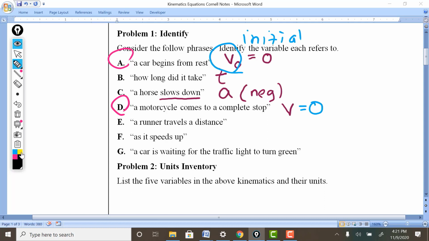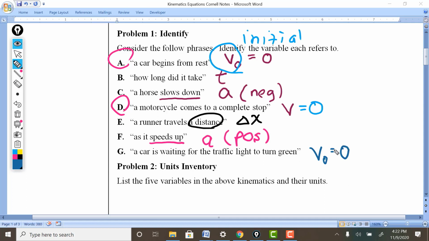E: A runner travels a distance. This would be delta x. F: As it speeds up, we have again the opposite of C. Speeding up is a classic phrase for acceleration, and in this case, it's positive acceleration. G: A car is waiting for the traffic light to turn green. That means it's at rest, and that's its initial velocity, the v naught. Okay, so these are common phrases you're going to encounter.